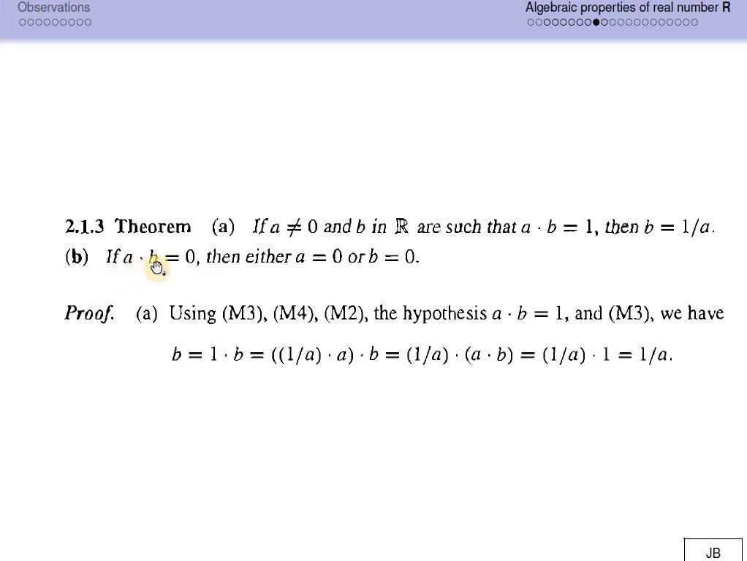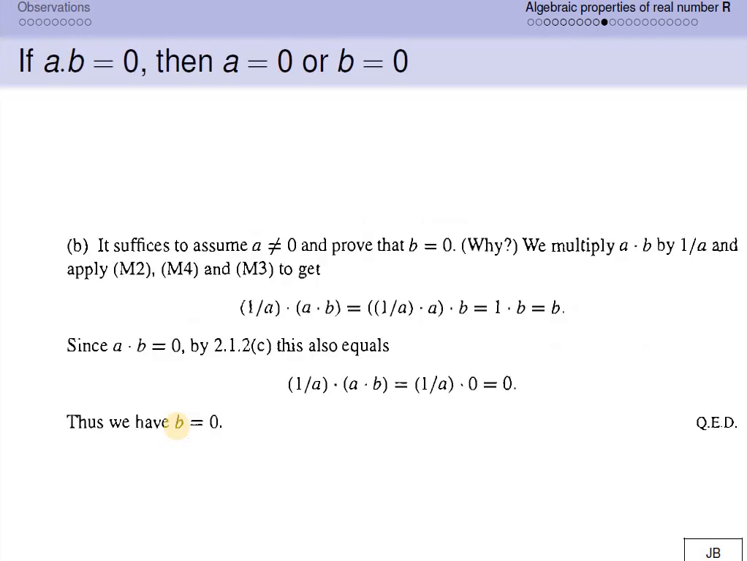Similarly, if a dot b equal to 0, either one of them must be 0. Whenever you multiply two real numbers and you're getting 0, one of the real numbers must be 0. That is the result. We know this is a fact, but we are here to prove this by using the algebraic properties of real numbers. That is all. It's very simple.